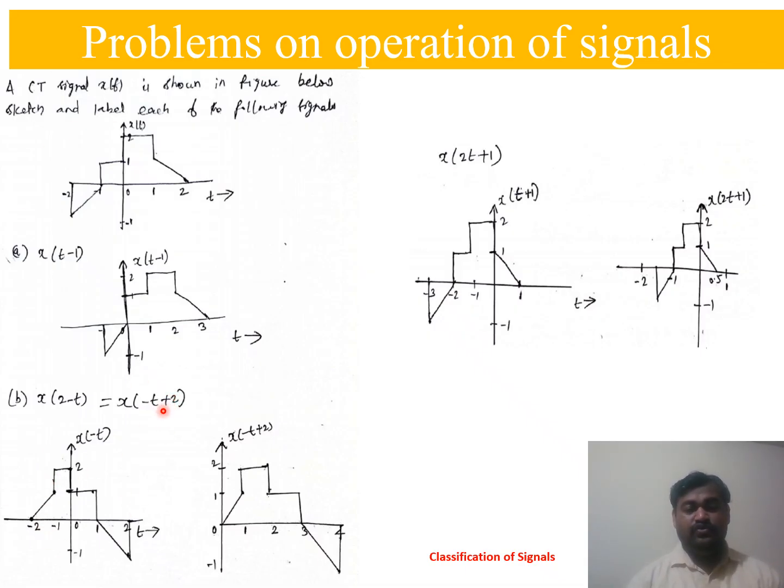Minus t, if you are having negative time axis with the plus 2, means delay the signal by 2 units. Just delay the signal by 2 units, which means instead of starting with minus 2, you have to start with plus 0. So this is the second one.